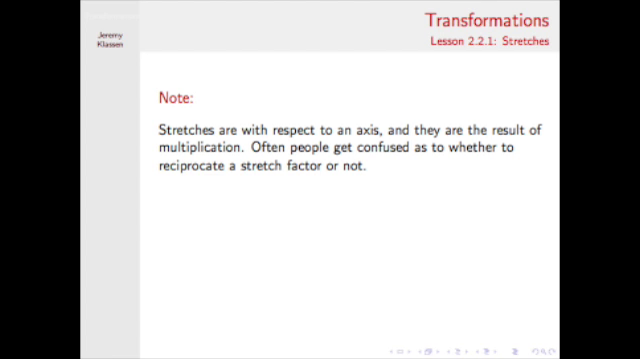First of all, stretches are always with respect to an axis, and as a result, they're the result of multiplication. So objects or points on the graph are either going to move away from or towards an axis as a result of multiplication. Often the issue here is that people get confused as to whether they are reciprocating to get the stretch factor or not.